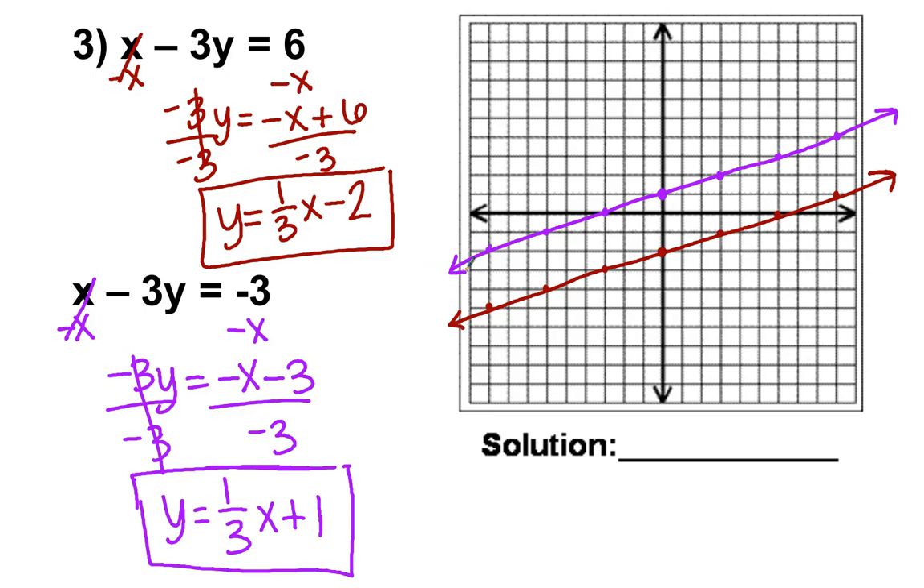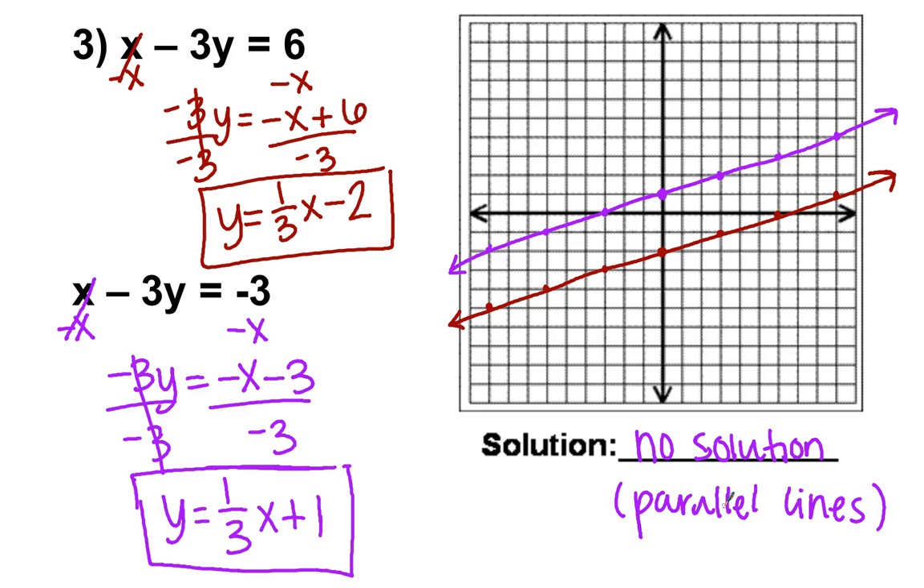Are these lines crossing? No, they don't cross. And it's not that they don't cross, it's that they're never going to cross, okay? Because they're parallel lines. They're never going to cross. So my solution, this is no solution. And why is it no solution? Because they are parallel lines. If the lines are parallel, they never cross. It is no solution.